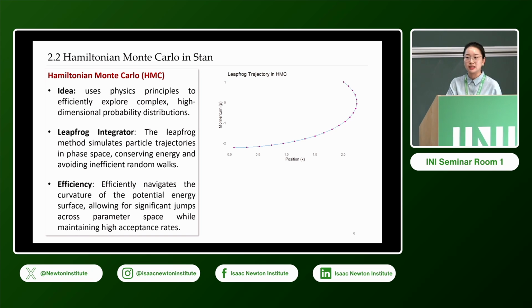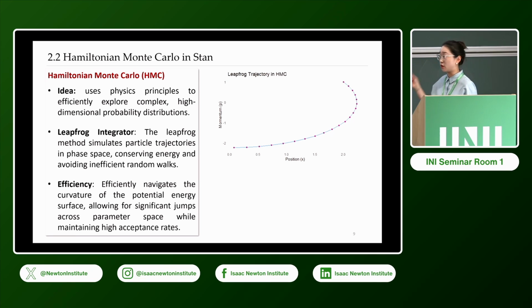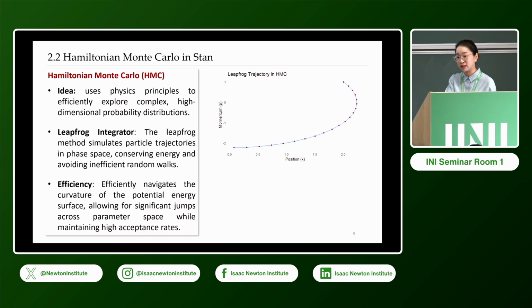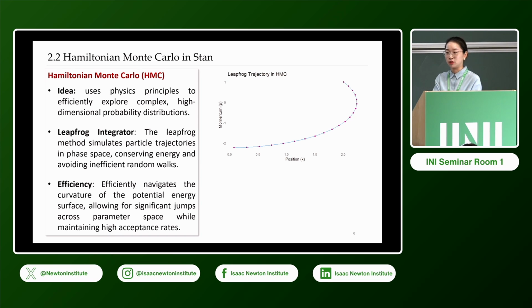And the key to the success of HMC is the leapfrog integrator. It simulates trajectories that conserve energy, as we can see from the plot, and allows for significant jumps across the parameter space, and also avoids the inefficiencies of random walk and results in a high acceptance rate for new samples, which we're going to see in the illustration in the simulation part.